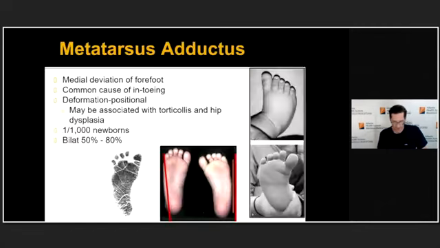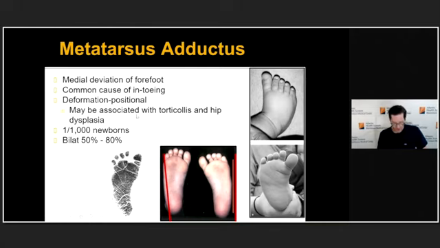So just a little bit about metatarsus adductus. This is a much more benign condition than club feet. This is a medial deviation of the forefoot relative to the hindfoot, as you can see here. If you look at the bottom of the foot, it'll look bean-shaped, and the lateral border will be curved. Here's a normal foot. Here's a metatarsus adductus.